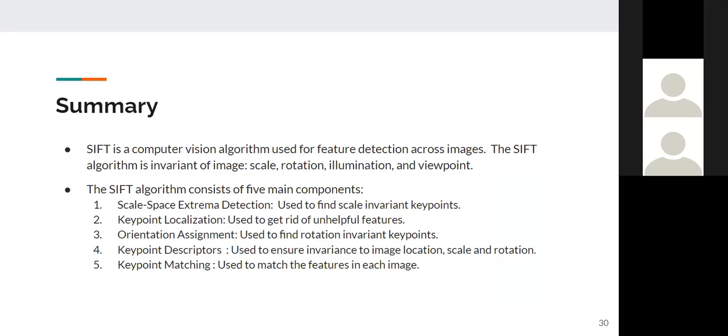In summary, SIFT is a computer vision algorithm used for feature detection across images. The SIFT algorithm is invariant to image scale, rotation, illumination, and viewpoint. And the SIFT algorithm consists of 5 main components. Scale space extrema detection, used to find scale invariant key points. Key point localization, used to get rid of unhelpful features. Orientation assignment, used to find rotation invariant key points. Key point descriptors, used to ensure invariance to image location, scale, and rotation. And finally, key point matching, which is used to match the features in each image.